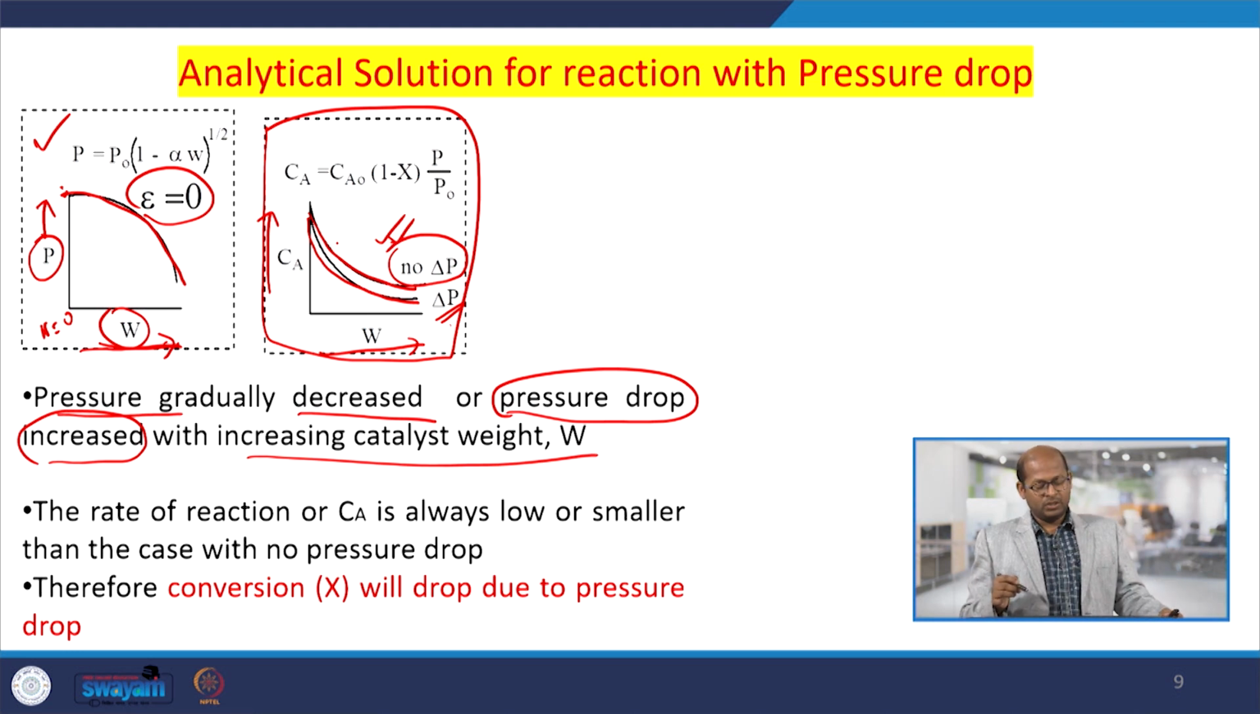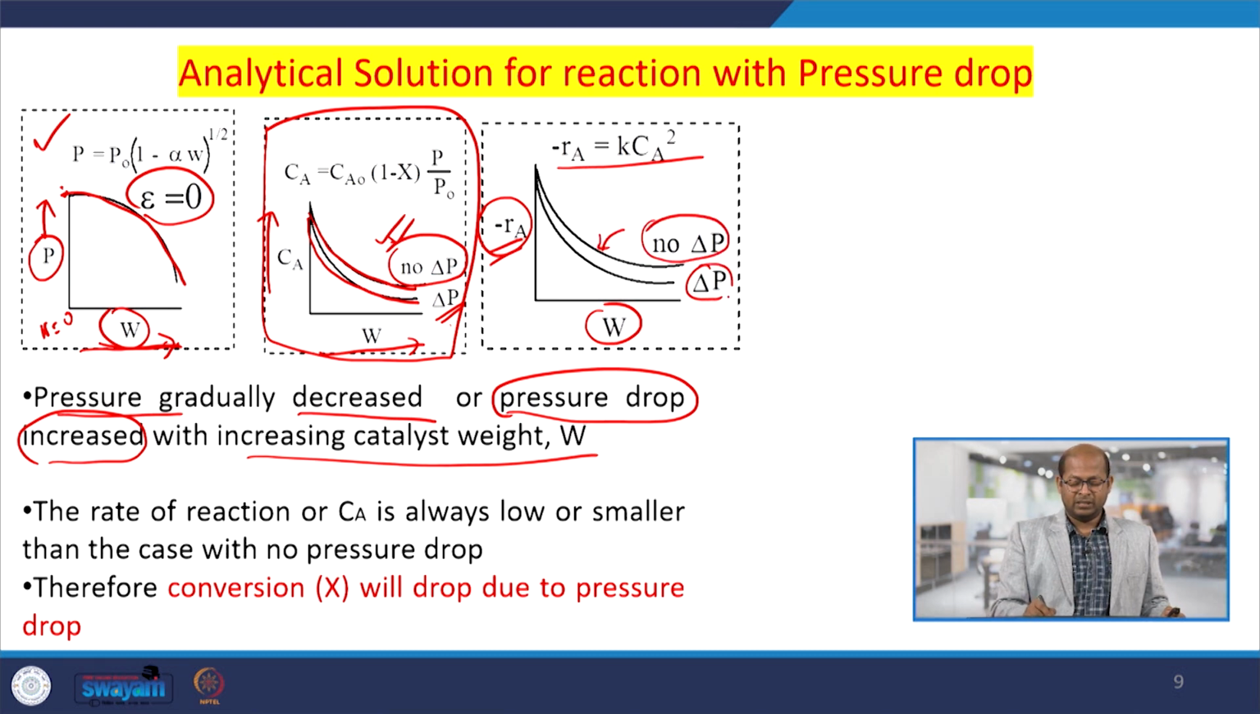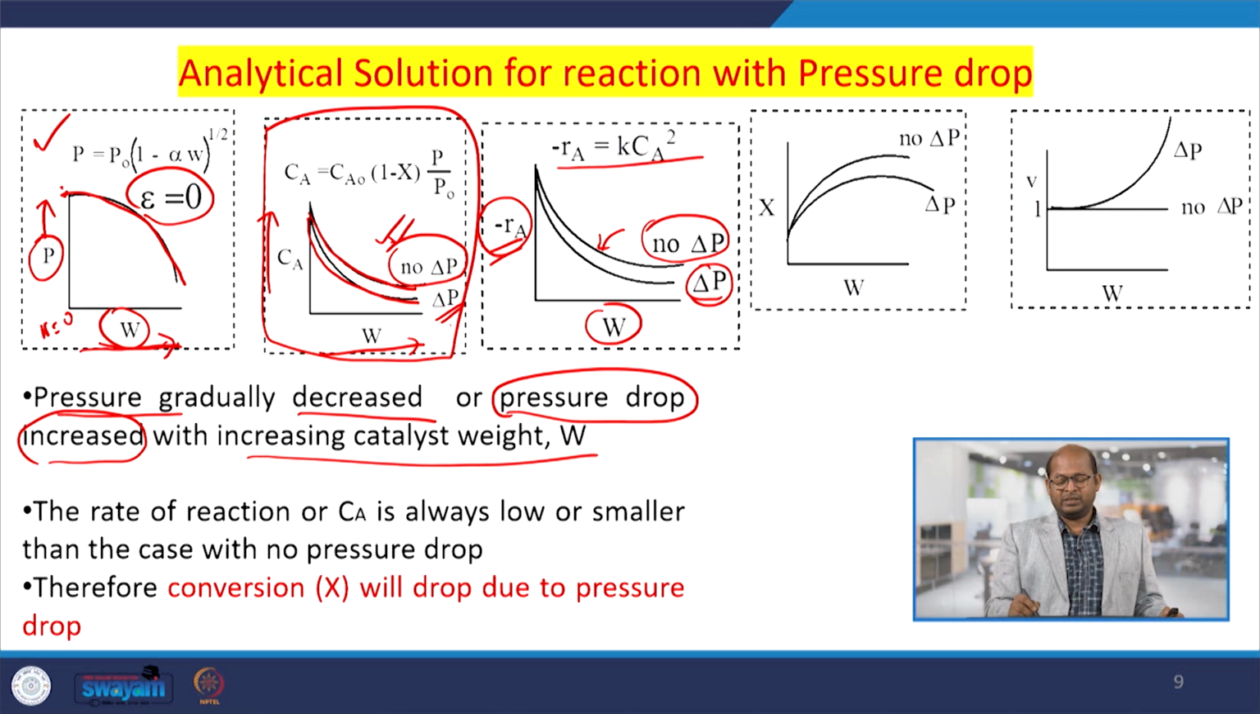Similarly, for the rate of the reaction, if we plot it, if we are able to find out the rate of the reaction for this particular reaction, then along the changes of the weight of the catalyst, how will the rate of the reaction change? Let us say this is the second order reaction we have considered. If there is no pressure drop, then it would follow this line, and if there is pressure drop, then the rate of the reaction will change accordingly. Similarly, the conversion, which we have already discussed: if we change along the length of the reactor, if there is no pressure drop, then conversion will be high, and if there is pressure drop, then conversion will drop.